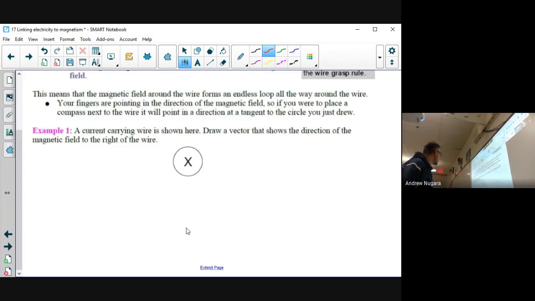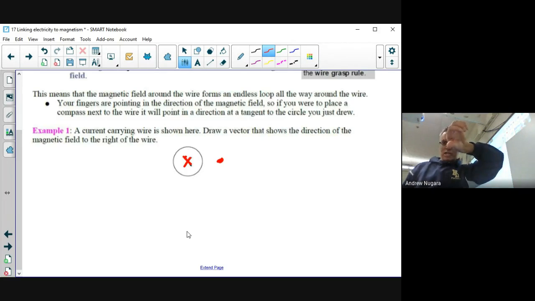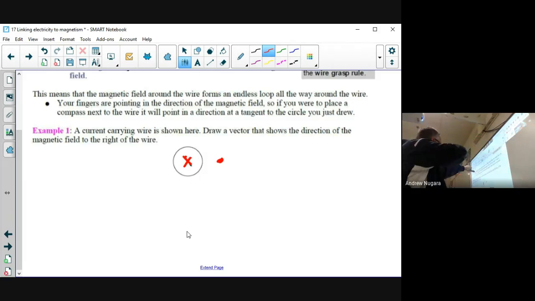Draw a vector that shows the direction of the magnetic field to the right of the wire. So right here, at this point right here, what is the direction of the magnetic field? The X here means that the electrons are going into the board. So you take your thumb and you point it into the board. You see that? You point your thumb into the board, and which way are your fingers curling? Well, if I point my thumb into the board, like into the camera here, which way are my fingers curling? From my perspective, they're curling in a counterclockwise direction.